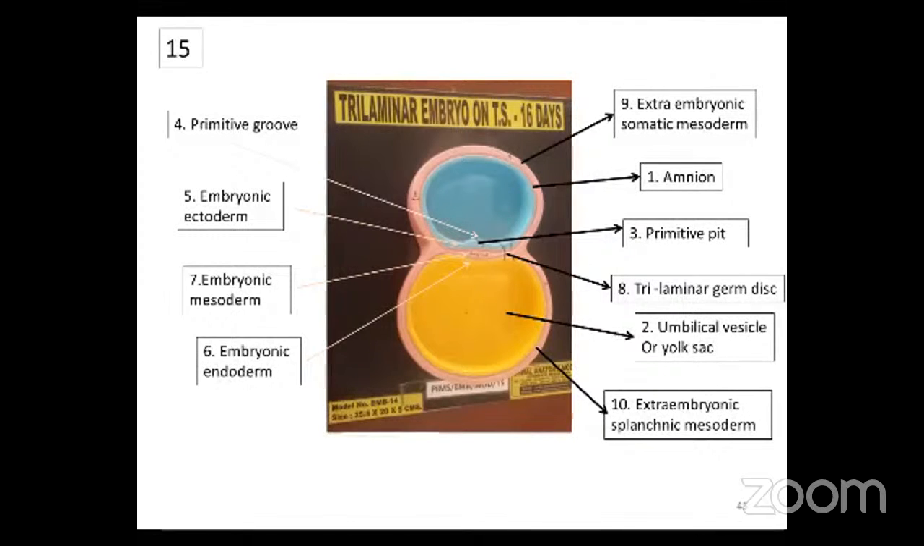Amniotic cavity is there, extra embryonic mesoderm we can see, amnion is there, then primitive pit, primitive node is there, primitive groove is also seen, and this is a cross section. See how they have shown primitive pit and primitive node. It is not cranial or caudal, but it is a cross section. Then trilaminar germ disc is seen, umbilical vesicle. Next.